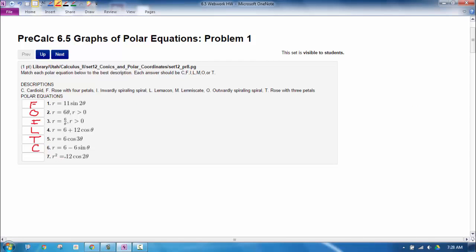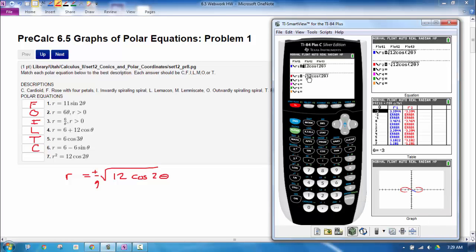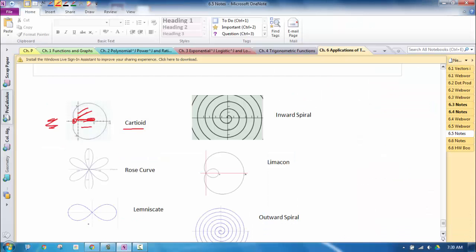And then the last one, I can't type in r squared, so I'm going to have to take the square root of both sides. If I take the square root of both sides, I just get the square root of 12 cosine of 2 theta. And I can plug that into my calculator. Typically it'd be plus or minus, and I was able to do the plus and minus here. If you graph it, we can tell it is our lemniscate here.